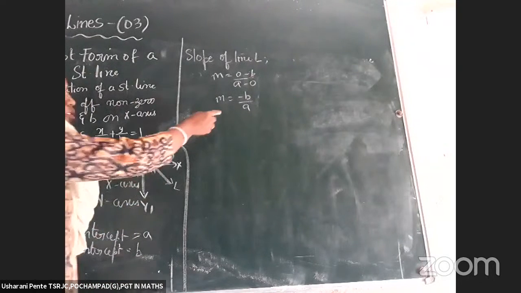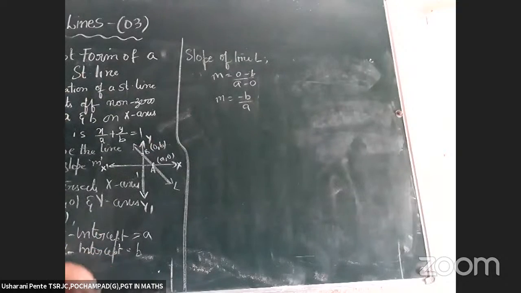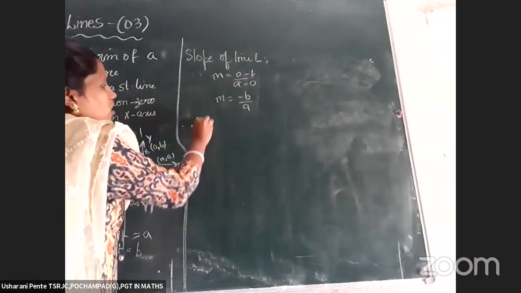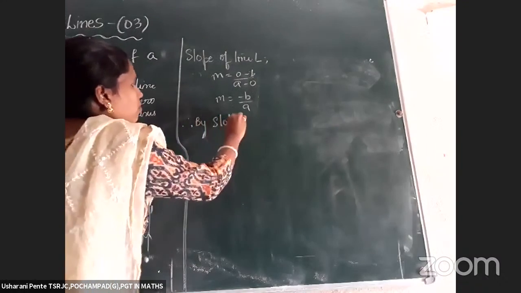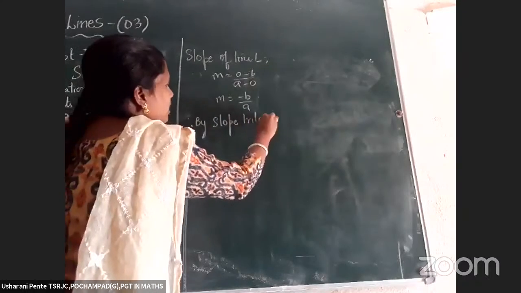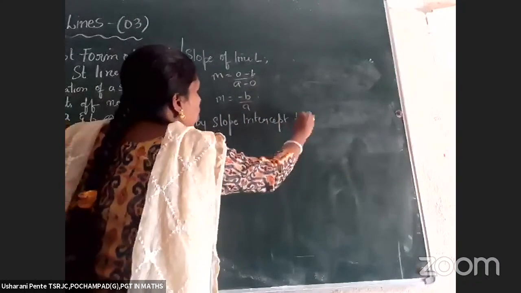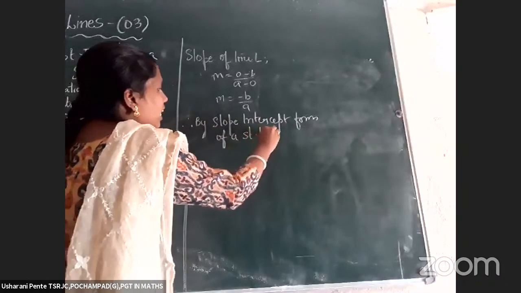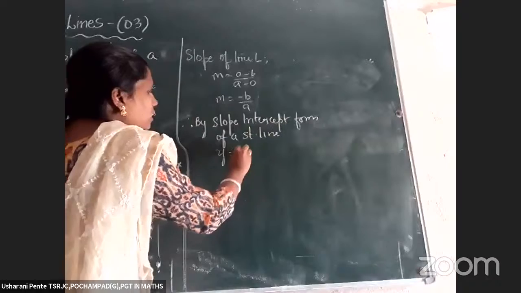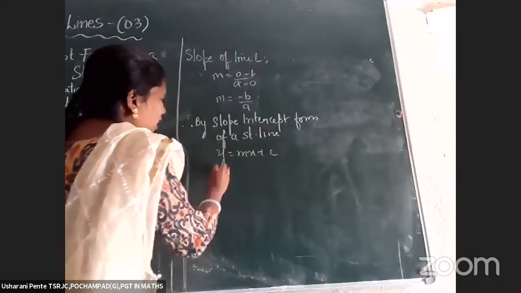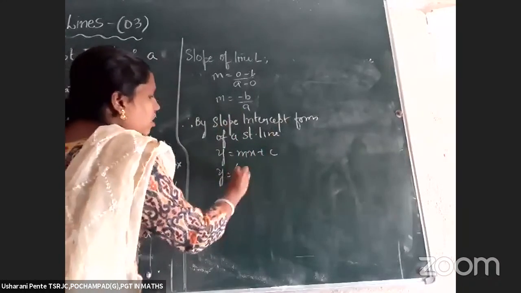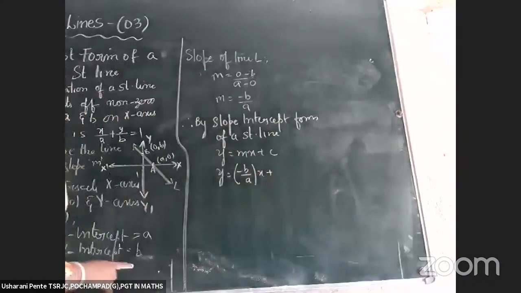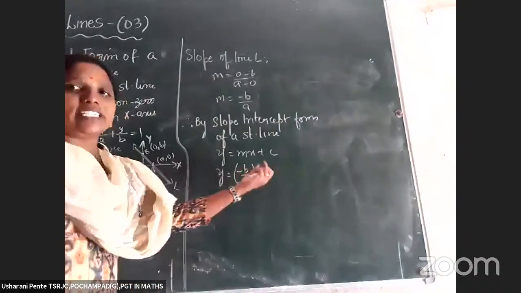So I have a slope as well as a y-intercept. So can I use slope-intercept form? Therefore, by slope-intercept form of a straight line, that is y is equal to mx plus c. In place of m, what do I have? Minus b by a x. And in place of c, what do I have? c is the y-intercept over here.